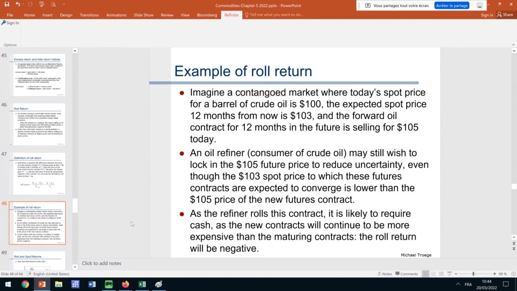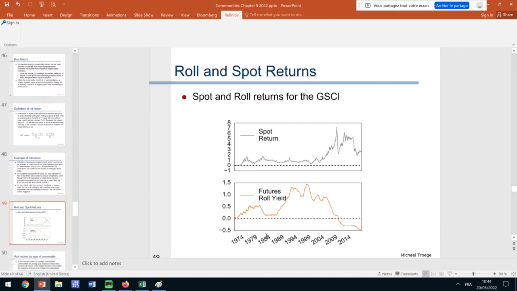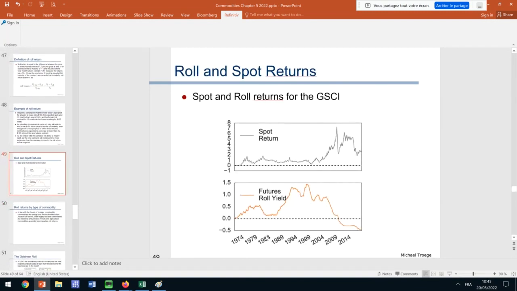Here's just a simple example, and it's pretty clear. Here you have the spot return, that's the change in the spot price, and you have the roll return for the GSCI. Be careful, this is not the actual roll return.